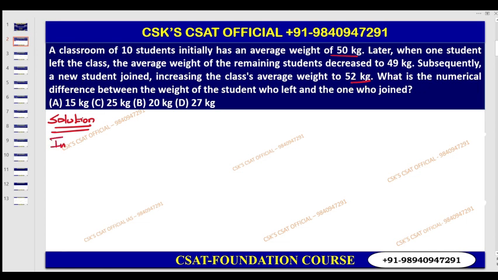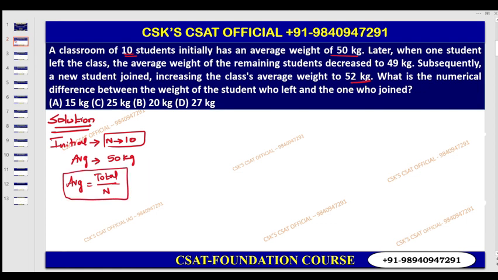So what happens here? Initially, totally n people are there. N here is 10 students. The 10 students' average is nothing but 50 kg. In the foundation class I taught you average is equal to total by n. The total weight means total weight, the total age means total age, the sum of the ages of the 10 people, like that. So in general you can take that as average is equal to total by n. N here is nothing but the number, right?